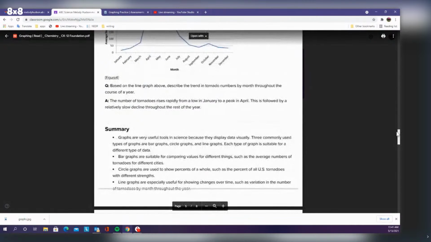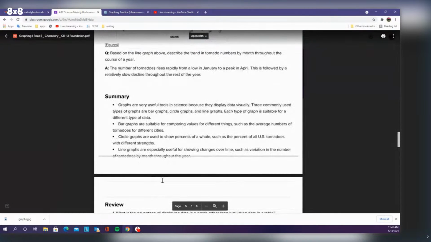So here's our summary. Graphs are very useful tools in science because they display data visually. The most commonly used graphs are bar graphs, circle graphs, and line graphs. Each type of graph is suitable for a different type of data. Bar graphs are suitable for comparing the values of different things, like the average number of tornadoes for different cities. Circle graphs are used to show percents of a whole, such as the percent of all tornadoes with different strengths. And line graphs are really useful for showing changes over time, such as the variation of tornadoes throughout the months of the year.